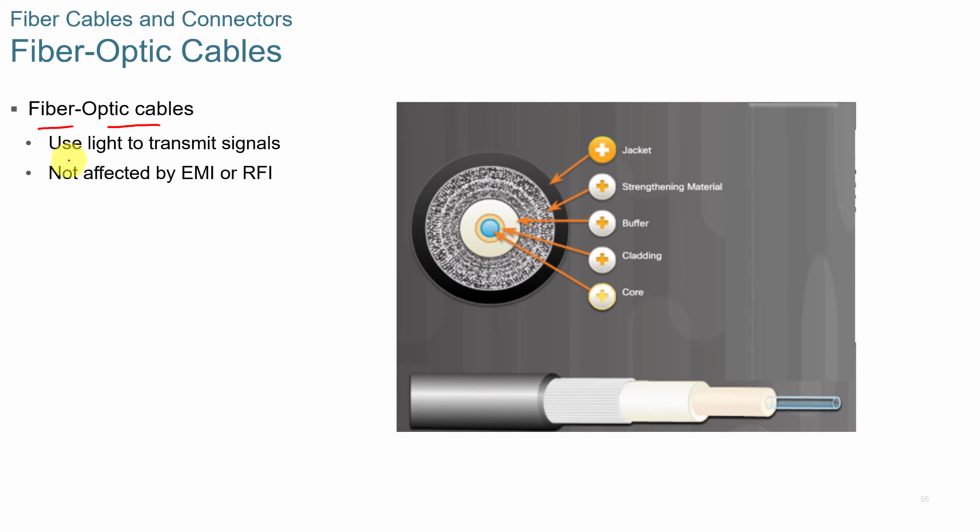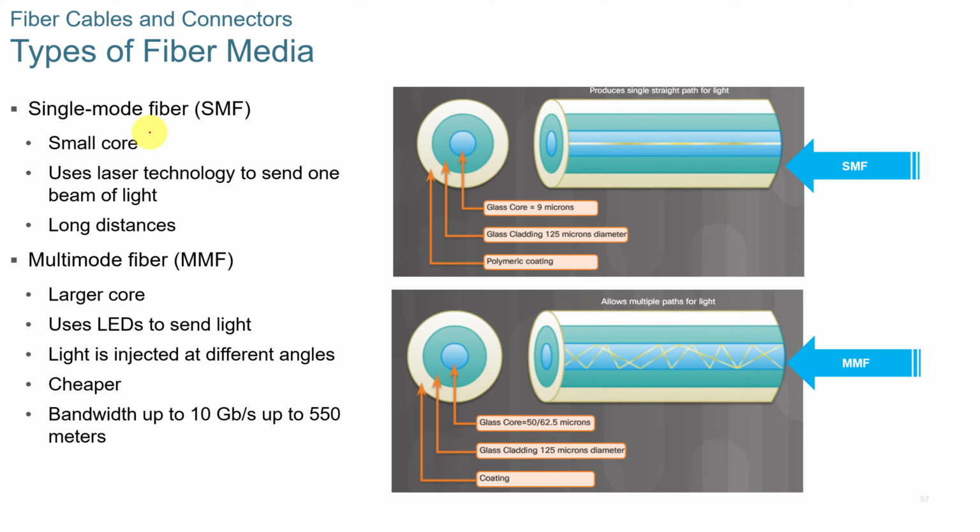Now, with fiber optic cables, you use light to transmit signals. It's not affected by EMI or RFI, and you can also go very long distances with it. You have single mode fiber, which is a small core. It uses laser technology to send one beam of light. It can go over long distances, miles. And then you have multi-mode fiber, MMF. It's got a larger core. It uses LEDs to send light, and light is injected at different angles.